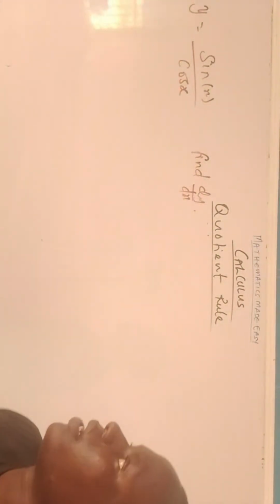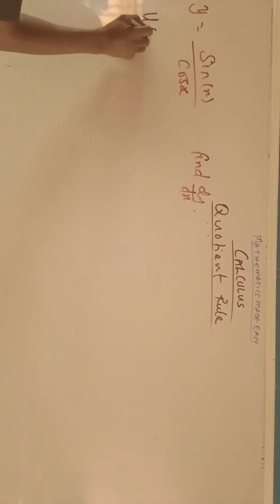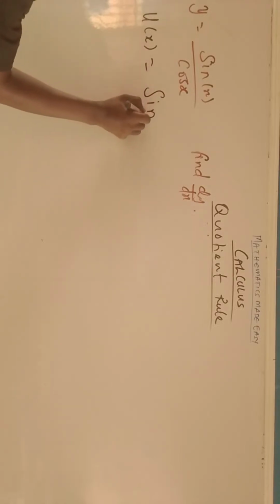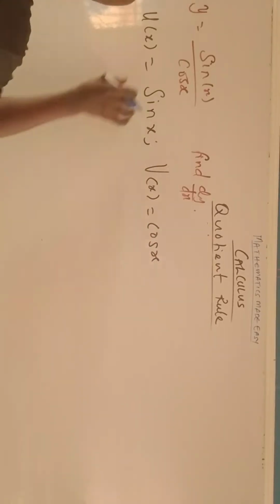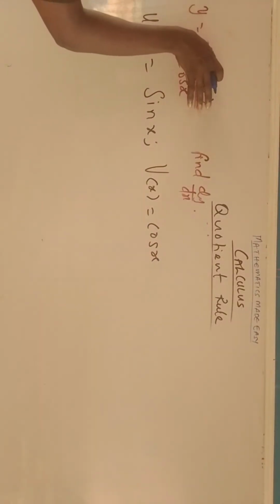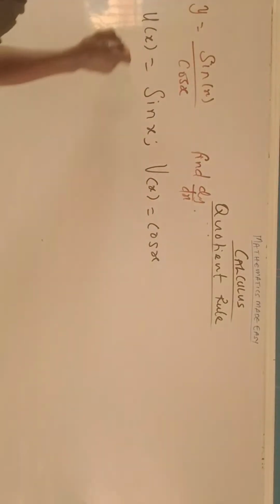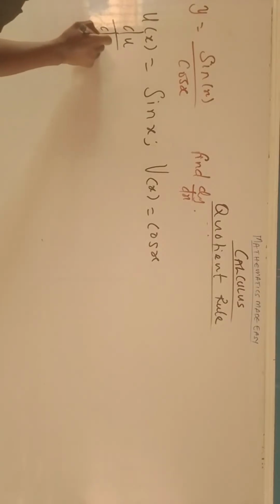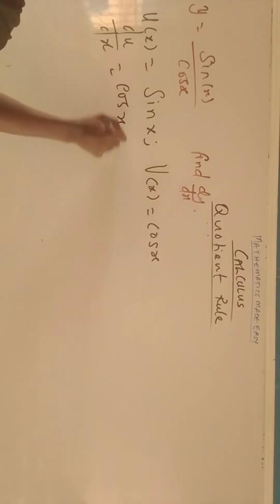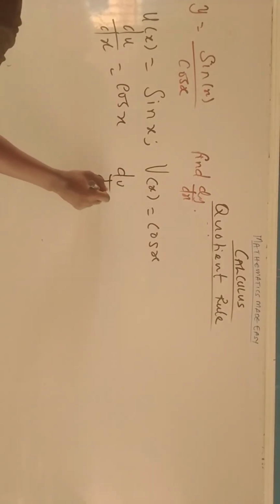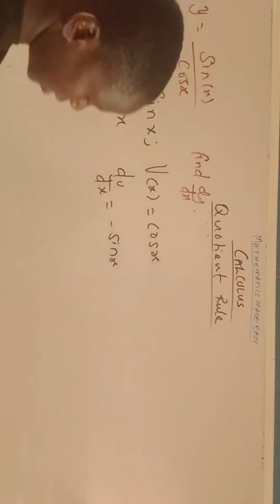Now let's do that together. The first thing, don't forget, you make your substitution. Let u of x be equal to sine x, and let v of x be equal to cos x. The function in the numerator is your u of x, and the function in the denominator is your v of x. Then the next thing is to differentiate. The du/dx, if we differentiate sine x, gives us cos x. And the dv/dx, if we differentiate cos x, gives us minus sine x.